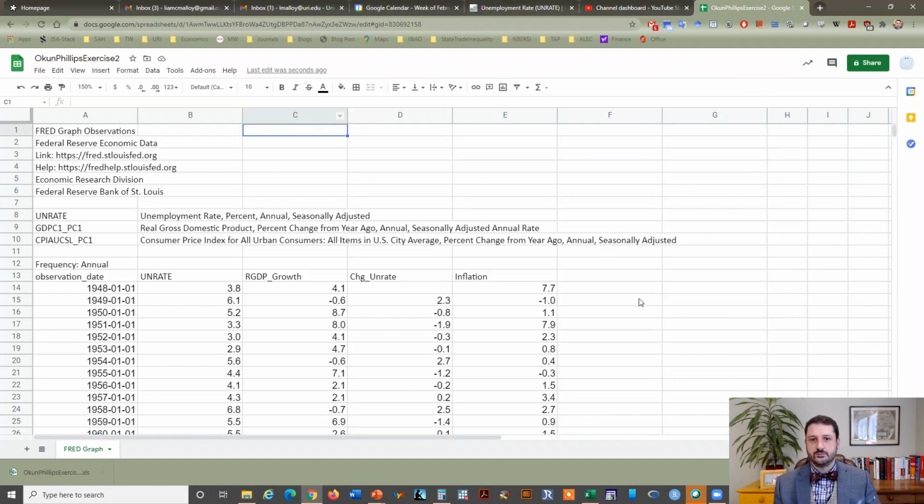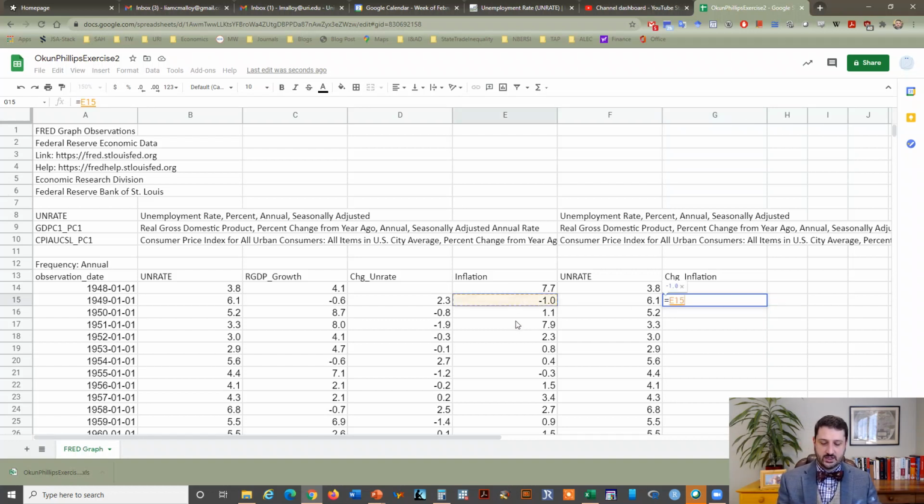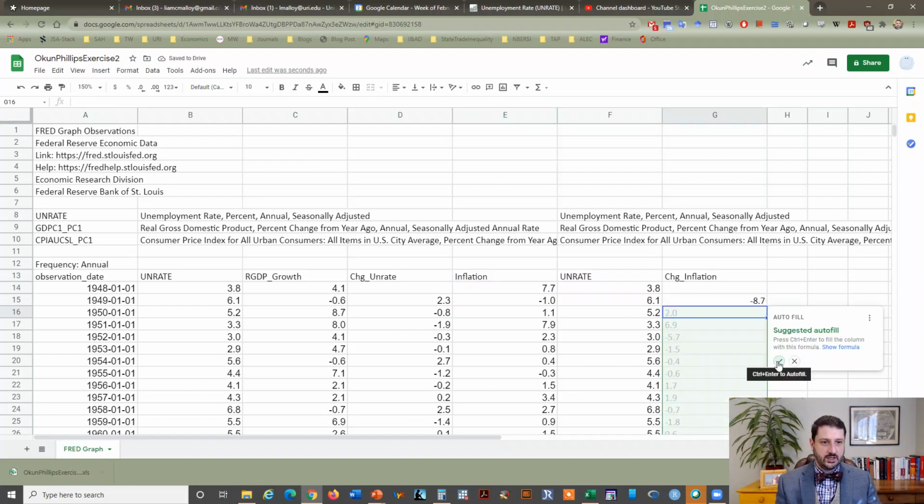So why don't we just copy this over here. That can be our unemployment rate, and then we'll do the change in inflation the same way we did the change in the unemployment rate. So now this is going to be equals inflation, this 1949 minus this 1948. And yes, we would like to autofill. Thank you very much.